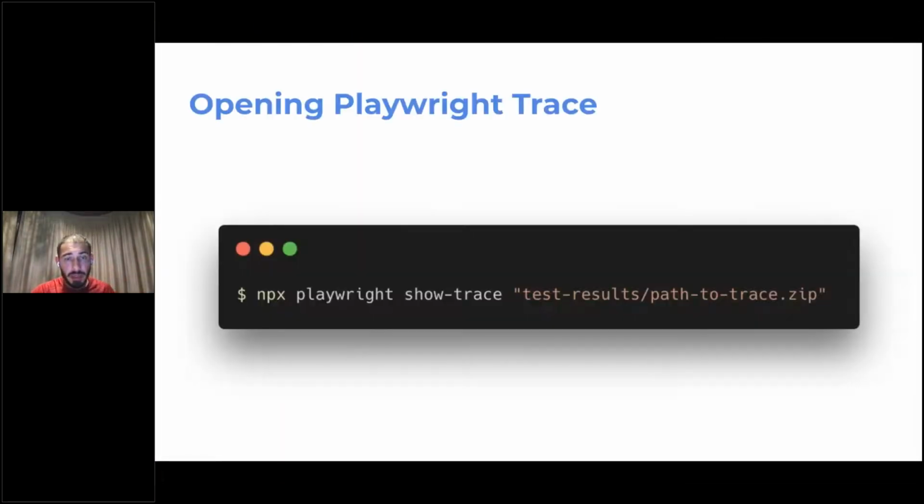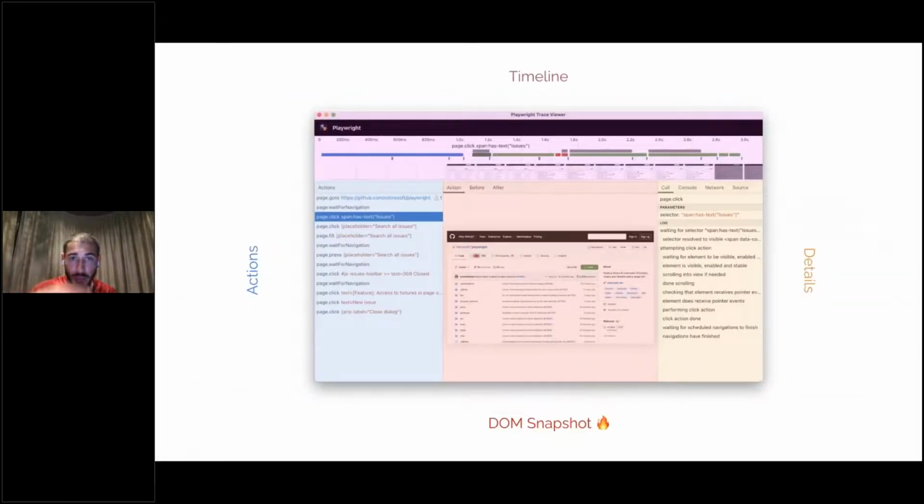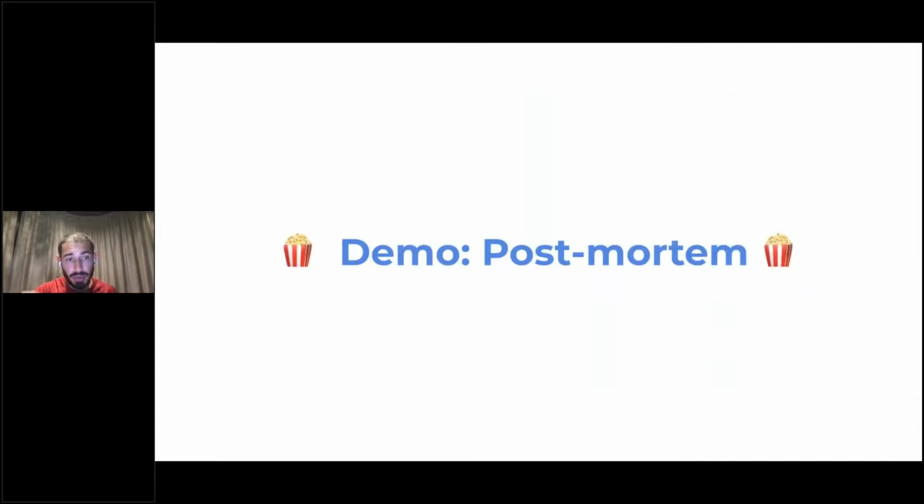So let's go back to our presentation. We just saw how we can open trace viewer, and we learned what we can see in the trace viewer UI. Now, however, I want to show you how we actually can use this trace viewer to do a post-mortem of some failure that happened on the CI.